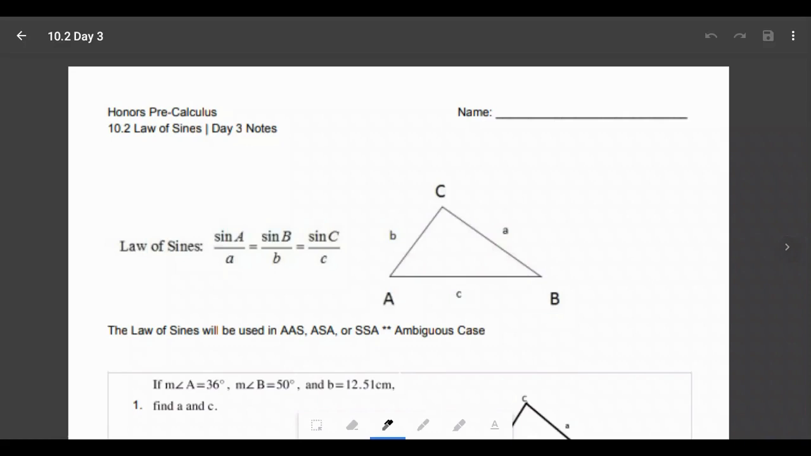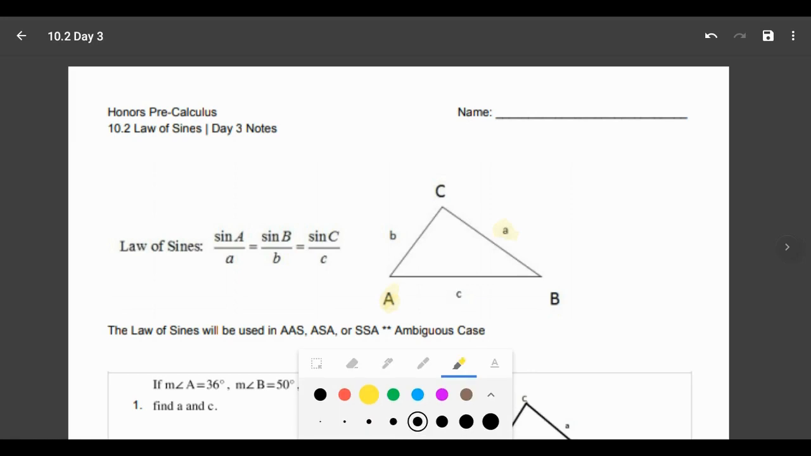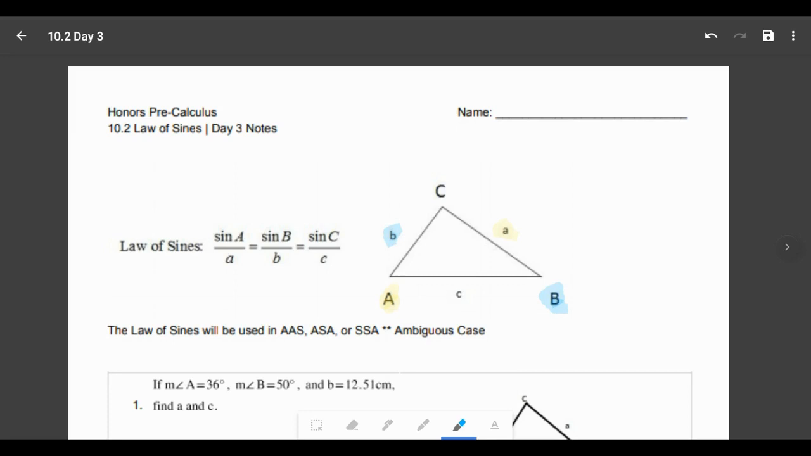For 10.2, we are going to be looking at the law of sines. And what law of sines tells us is if we take a corresponding set of angles and sides, so for here, we have, say, angle A and side A. If I took the sine of that angle and divided it by the side A, that will be equal to the ratio of taking the sine of angle B and dividing by side B, and then the same for angle C and side C as well.